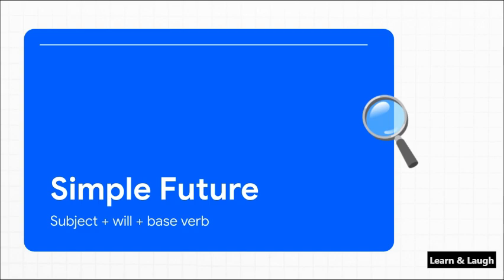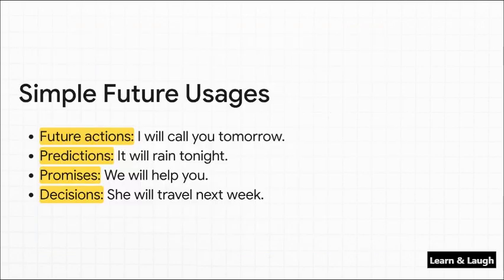So simple, right? Now, what's really interesting here is how that simple little word will totally transforms a base verb to cover literally everything from making a promise to predicting the weather. We use it for general future actions, predictions, promises, and even quick decisions we make right there in the moment. Look at these examples. For a general future action, I will call you tomorrow, or she will travel to Delhi next week. Making a prediction about the weather, it will rain tonight. And for a promise or a quick decision to help someone out, we will help you. See how versatile that basic formula is?